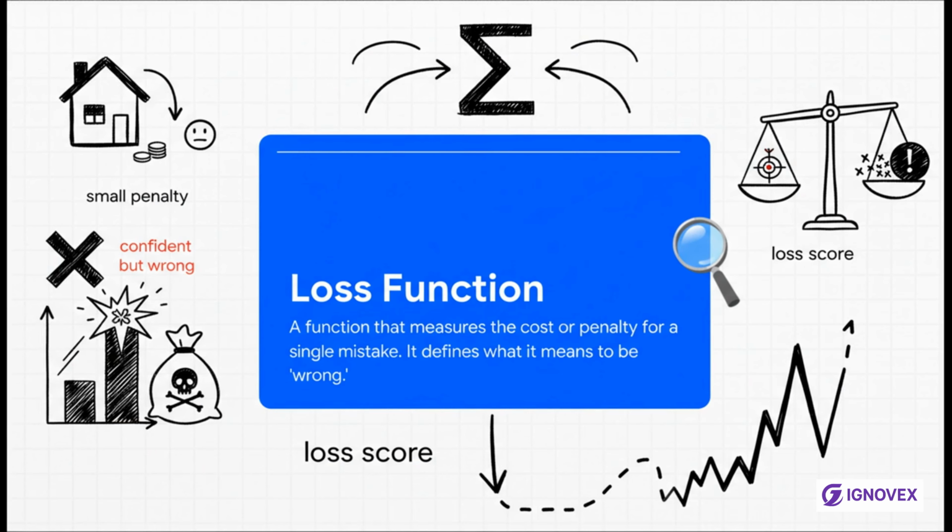And to actually calculate that error, we need one more tool, a loss function. Think of this as our definition of wrong. It's a little function that dishes out a penalty score for every single mistake the model makes. So for predicting house prices, being off by a few dollars might be a tiny penalty. But for medical diagnosis, being confidently wrong could get a massive penalty. The loss function makes the goal totally concrete.